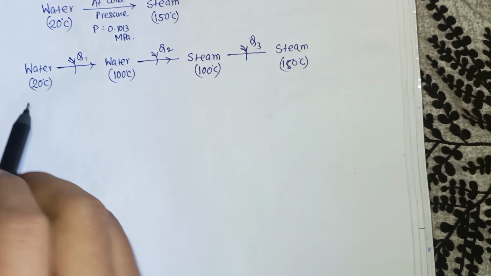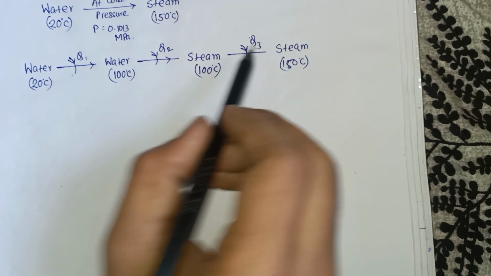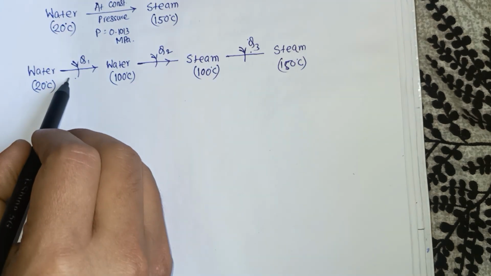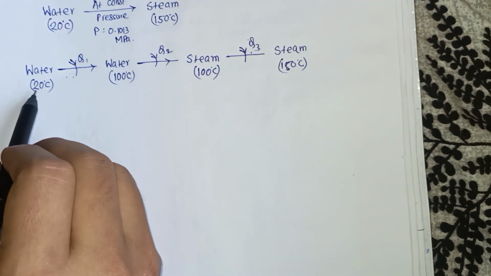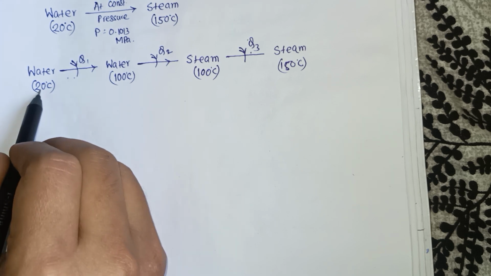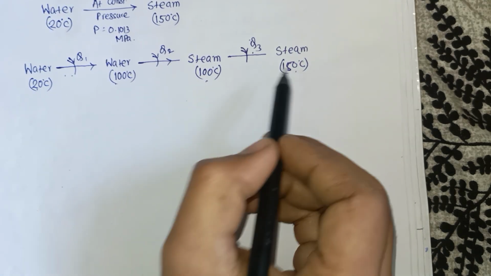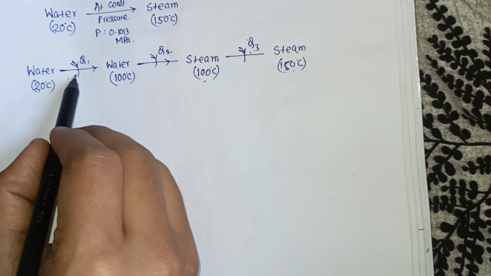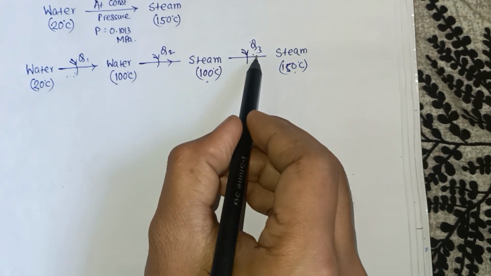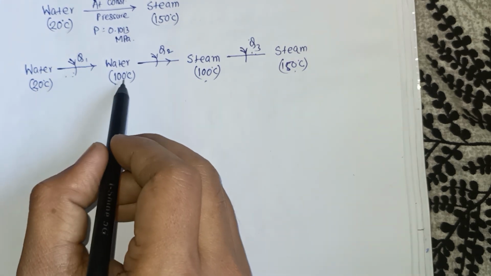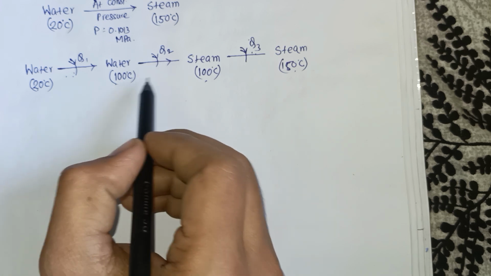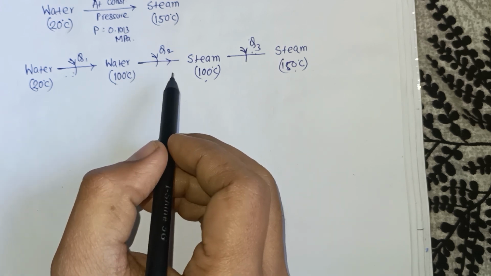Now here Q1 and Q3 are sensible heat, because the temperature is changing, 20 degrees Celsius to 100 degrees Celsius, and 100 degrees Celsius to 150 degrees Celsius. And Q2 is the latent heat.